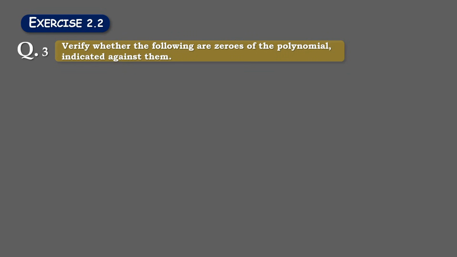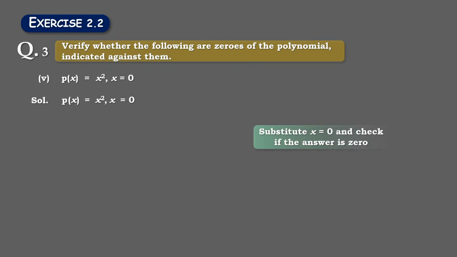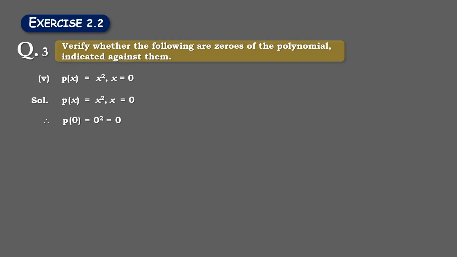Let us verify whether the given number is a zero of the polynomial. The given polynomial is p of x equals x squared. The given value of x is 0. We substitute x equal to 0 in the polynomial. After substitution, the value becomes 0 squared, which is 0.